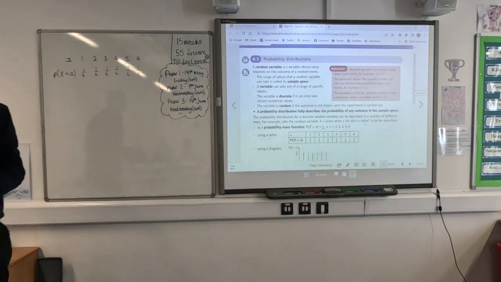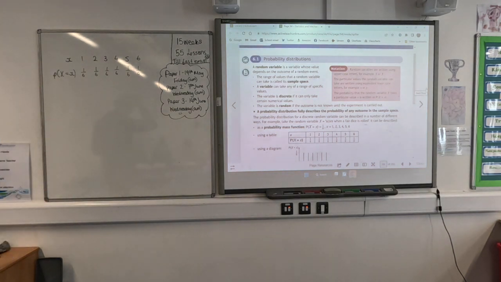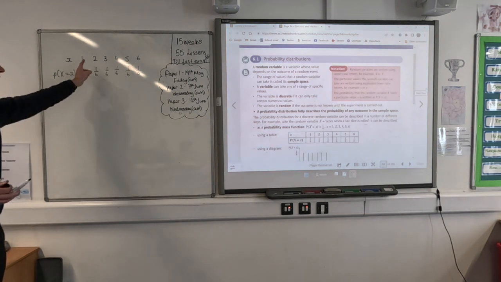This list of numbers is referred to as the sample space. It is all of the different outcomes that can happen. It is a variable because its value is not known until we roll the dice. It is a random variable. Unless there is something dodgy about the dice, the outcome of rolling the dice cannot be predicted. And it is a discrete random variable because it can only take certain values.